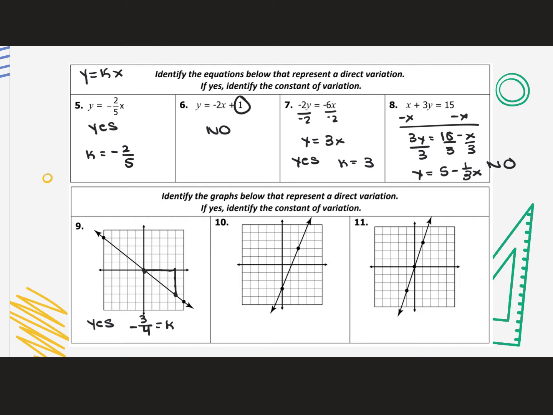All right. We can see with number 10, it does not go through the origin, so that is a no. And for number 11, we can definitely say that's a direct variation because it goes through the origin. Finding our points, we're going to rise 3 and run 1, so our constant k is going to be 3.